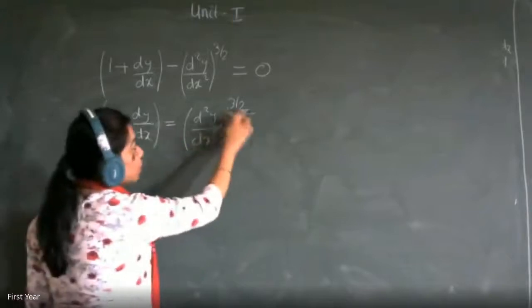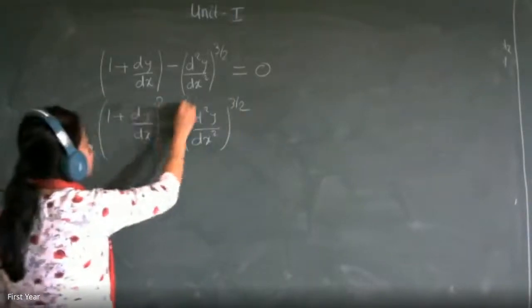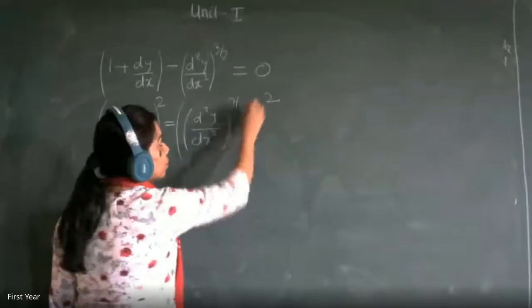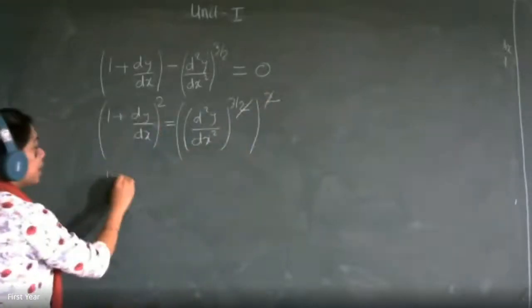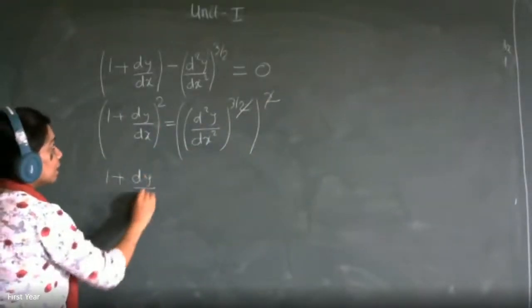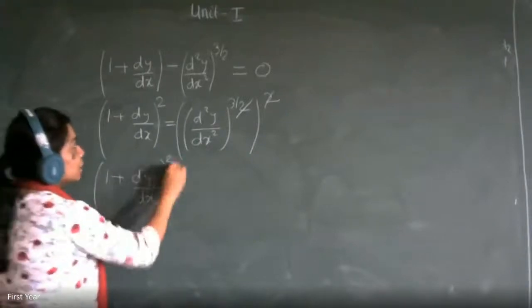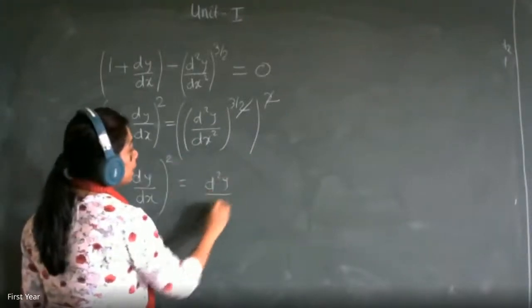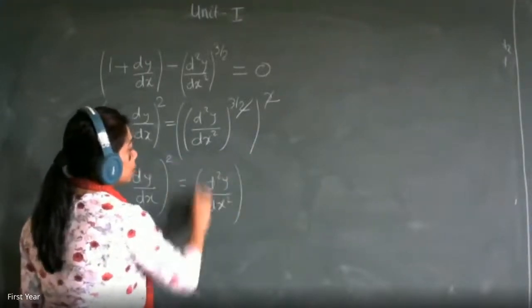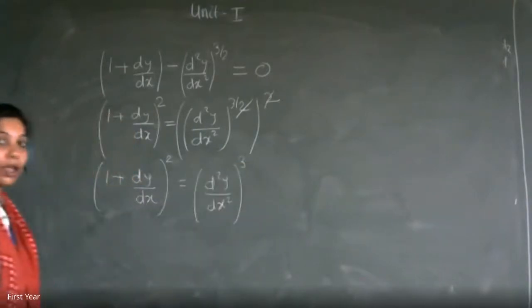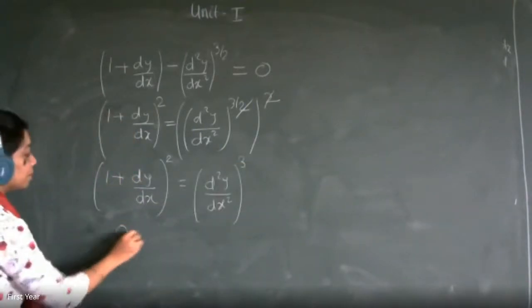So what is the fraction? 1 by 2 is the fraction. So I square both sides. Are you getting it? So then the 2 and 2 will get cancelled and I'll get 1 plus dy by dx the whole square is equal to d2y by dx square whole to the power 3. Quite simple example. Okay. Now tell me what is the order.